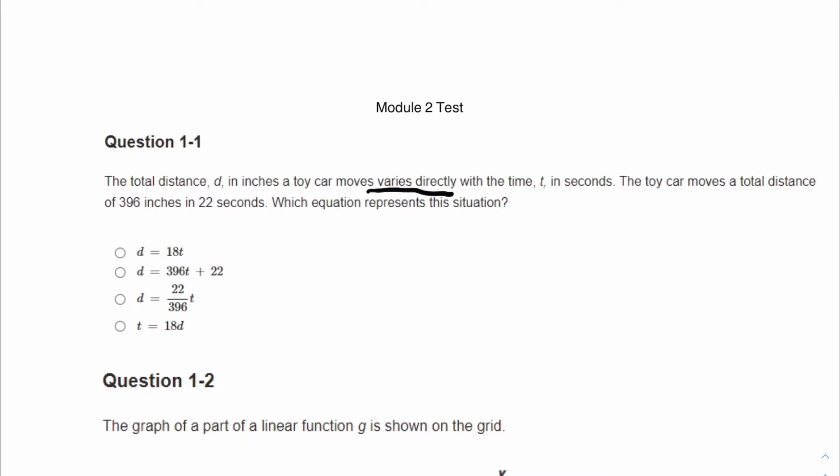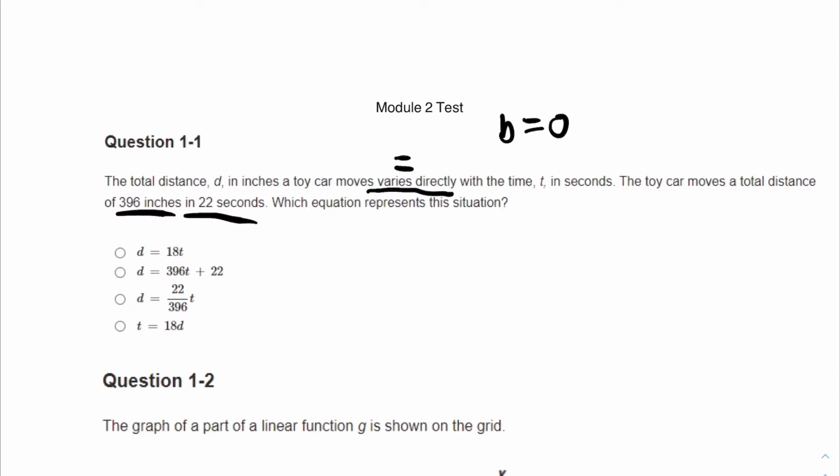With this first one, we have a total distance, and we have the words varies directly, that's a keyword, and we have time in seconds. And then they give you two numbers, a distance and some seconds. They want to know which of these equations would represent the situation. Whenever you see the words varies directly, that means you're going to have to write an equation that is not going to have a y-intercept. The y-intercept is going to be 0. Direct variation means the y-intercept is 0.